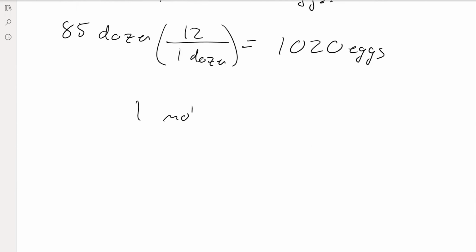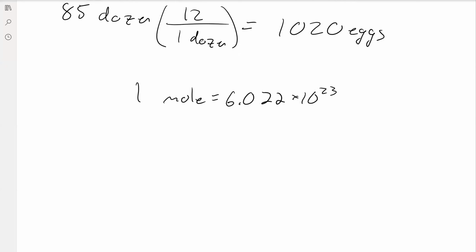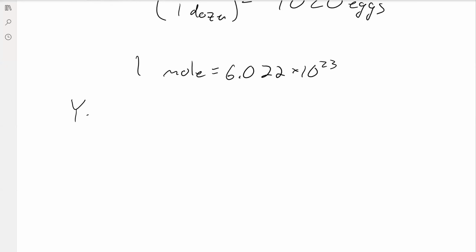So the same way, 1 dozen is equal to 12, 1 mole is equal to 6.022 times 10 to the 23rd, right? That's a huge number, just an absolutely huge number. So for example, you have 2.5 moles of carbon, my bad, carbon. How many atoms do you have?